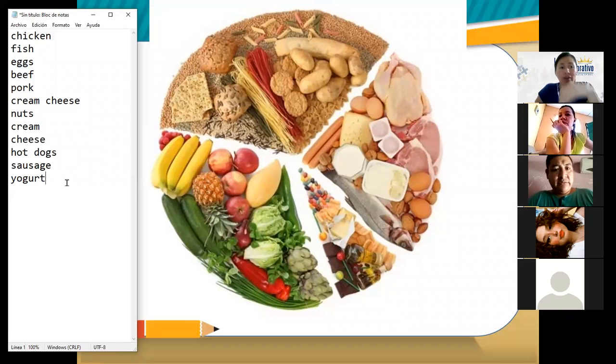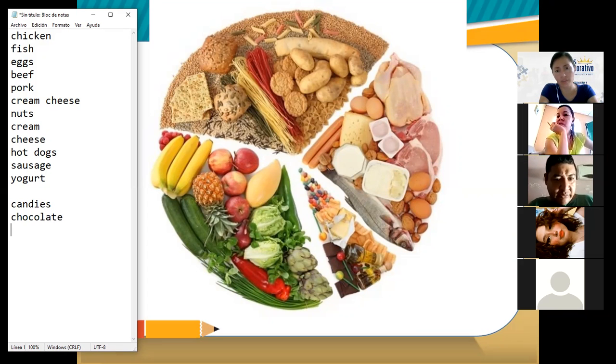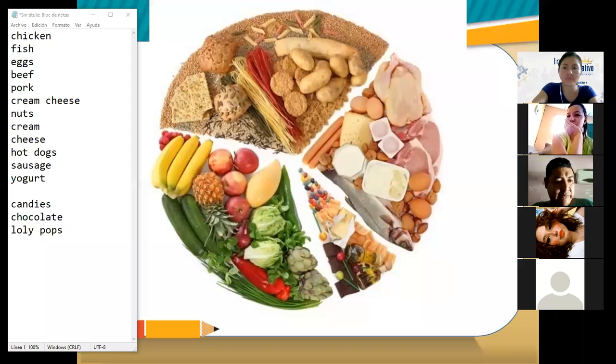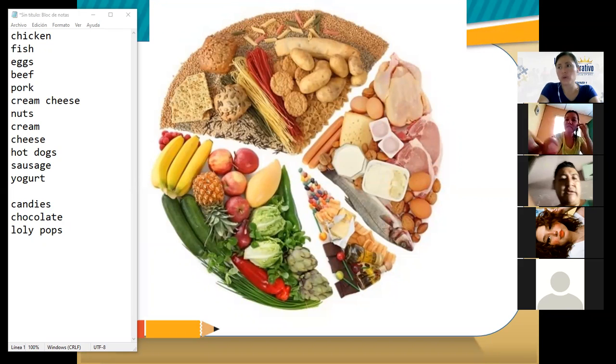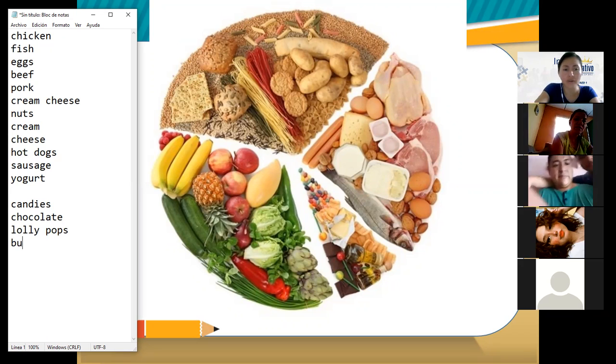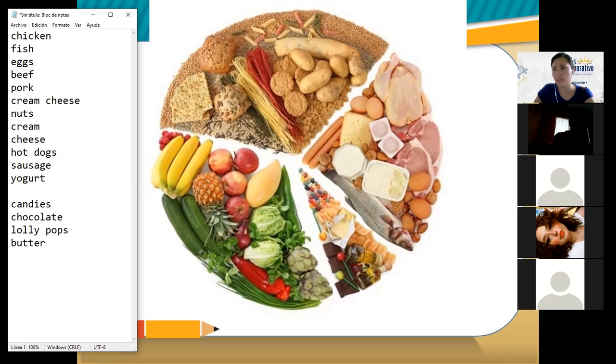Candies. Chocolate. Candies, chocolate. Lollipops, right? Very good. Lollipops, what else? Lollipops son como paletas, a veces saladas, ¿verdad? Butter. Okay. Yeah, butter. What else?